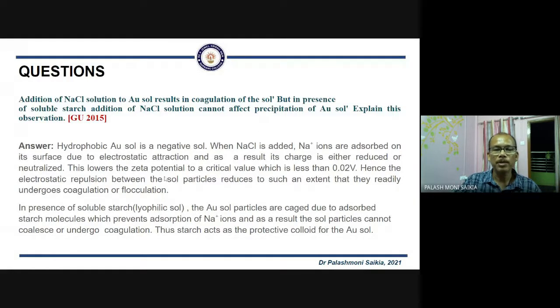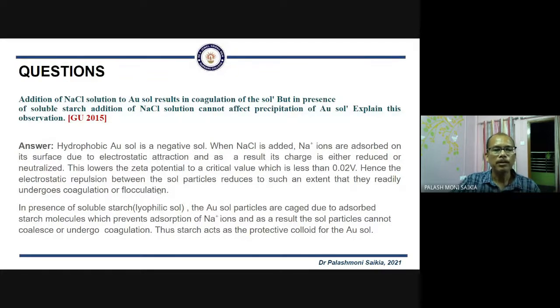The EDL will collapse, that is, the zeta potential will be lowered to the critical value, and it has been found that the critical value is 0.02 volt. If the zeta potential is less than that, there will be no electrostatic repulsion. So when sodium ions get absorbed, the negative charge over the gold sol is neutralized, electrostatic repulsion diminishes, and because the zeta potential decreases to a level lower than the critical value, the particles can come closer and flocculate or coagulate. This is the role of electrolyte in coagulation.